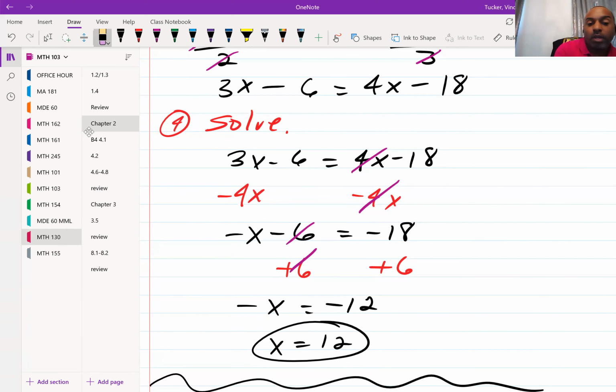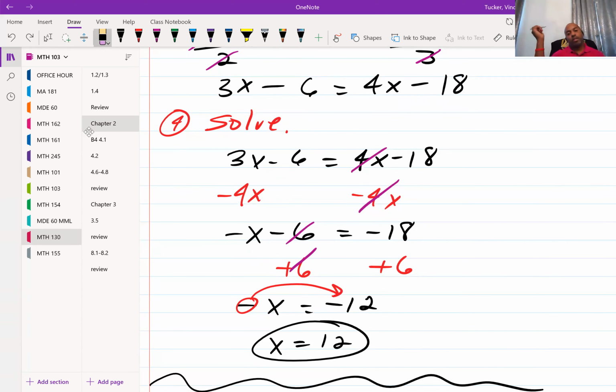And to finish it off, remember, we're not solving for negative x, we're solving for positive x. So I'll take that negative that's in front of my x, apply it to the other side. Same thing as multiplying by -1 or dividing by -1. And a negative for that 12 would turn positive. So my solution is x equal 12.